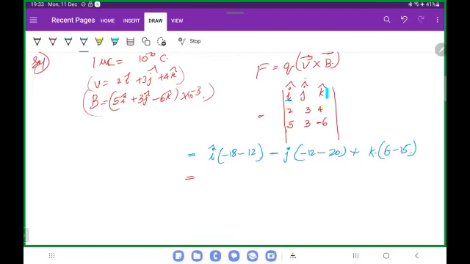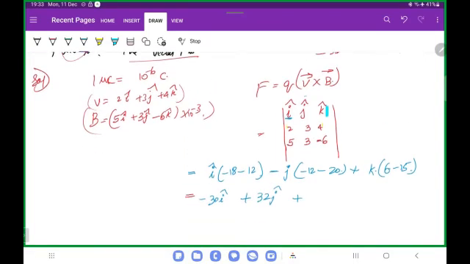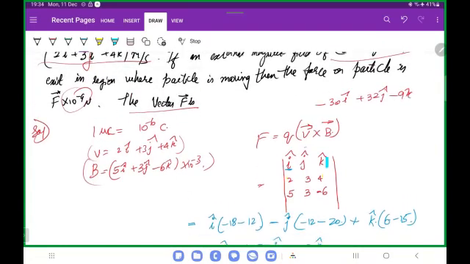Okay, then the remaining is just our mathematics. So minus 30 i, minus and minus plus, 32 j cap, plus 6 minus 15, how much? Minus 9, minus 9 k cap. So that's what our answer is.